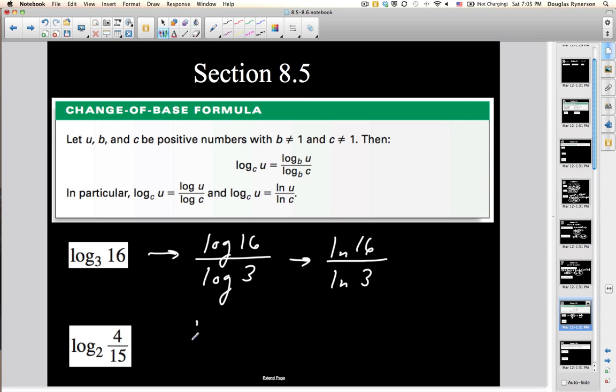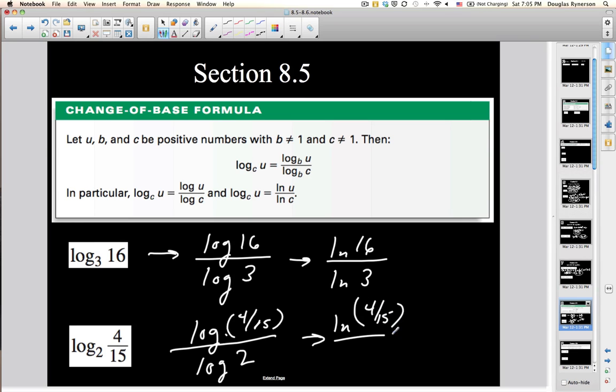Okay, and in this case we'd have log base 2 of 4/15 divided by log of 2. So common log of 4/15 divided by common log of 2. Equally, we could do natural log of 4/15 divided by natural log of 2, whichever you prefer. It doesn't make any difference. You'll get the same result when you create this ratio. Okay, but that allows you to take the two keys on your keyboard, logarithm and natural logarithm, and perform logarithms of any base. And that's it for 8.5.